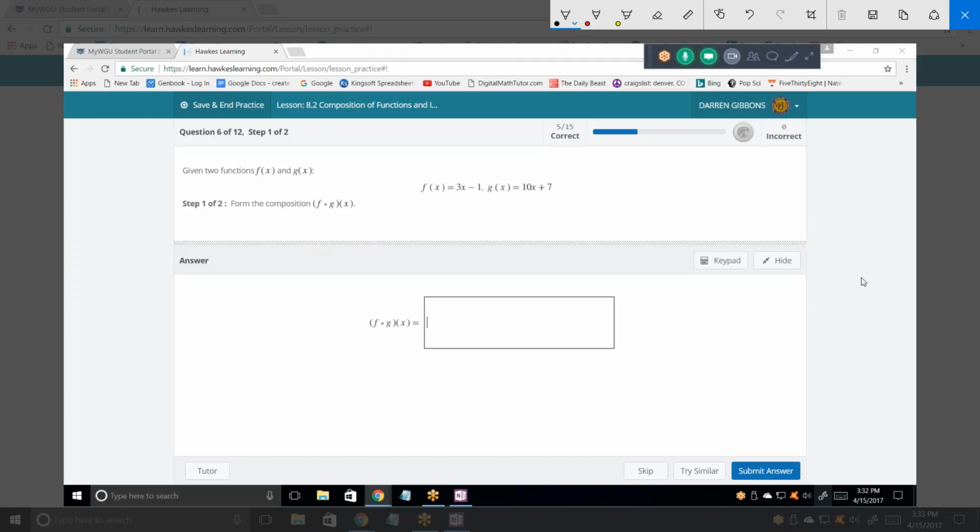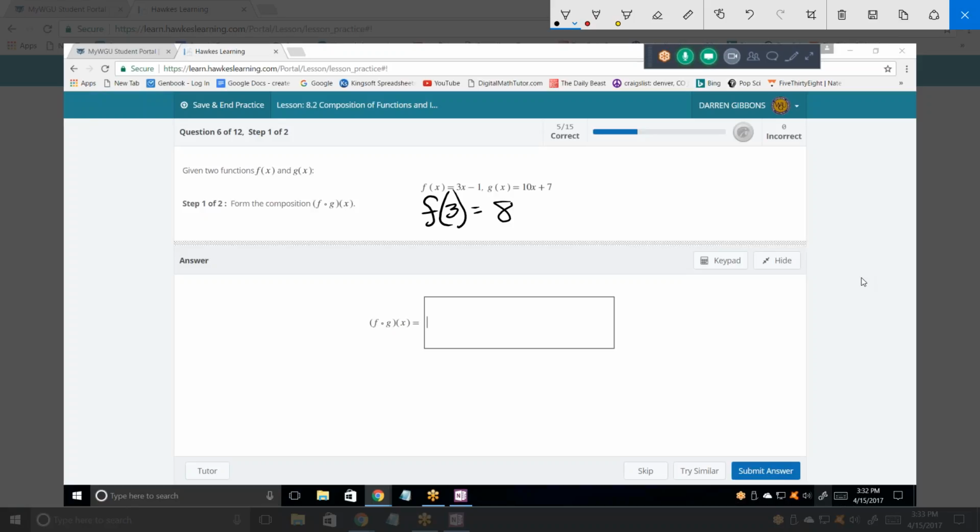If you have two functions, the easiest way to explain it is this way. What is f of 3? So the 3, and then the 3 in the parentheses, minus 1. So what's that number? 9 minus 1 is 8.